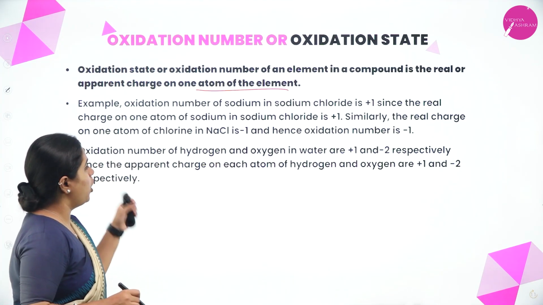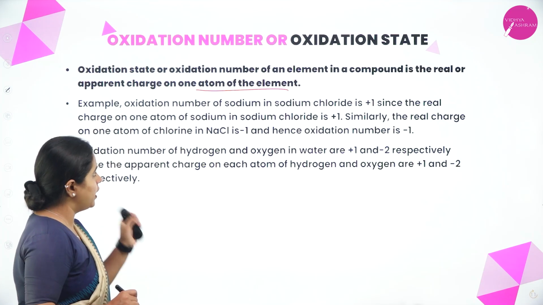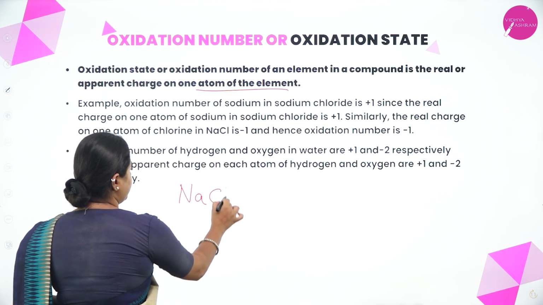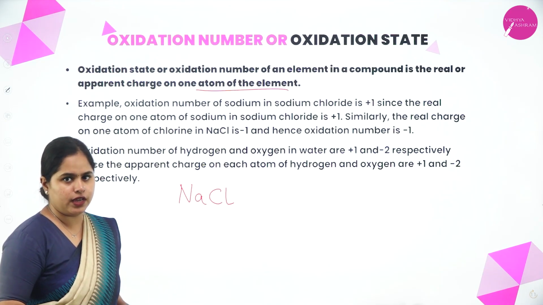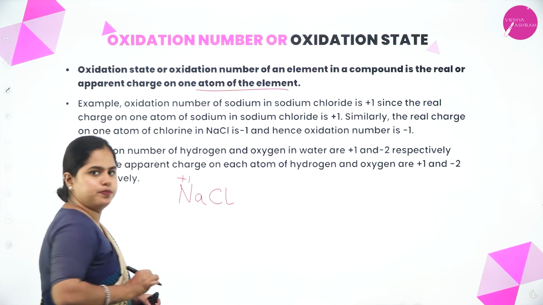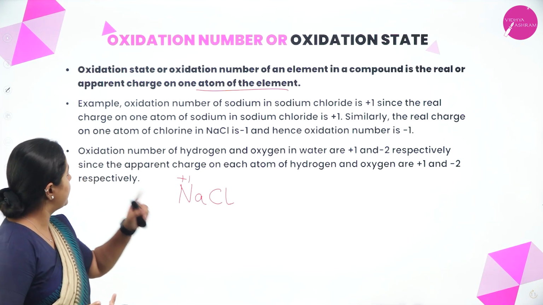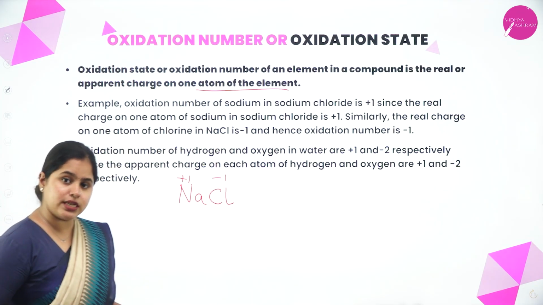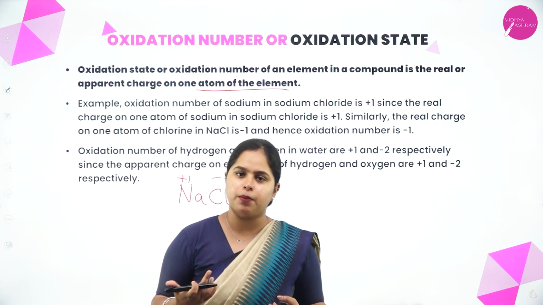So let's take an example. The oxidation number of sodium in sodium chloride is +1, since the real charge on one atom of sodium in sodium chloride is +1. So let's take the example of sodium chloride. The oxidation number of sodium is +1, it is the real charge of sodium itself. Similarly, the real charge on one atom of chlorine in sodium chloride is -1, and hence the oxidation number is also -1. So it is not necessary that it is always the real charge, it can be an apparent charge also.